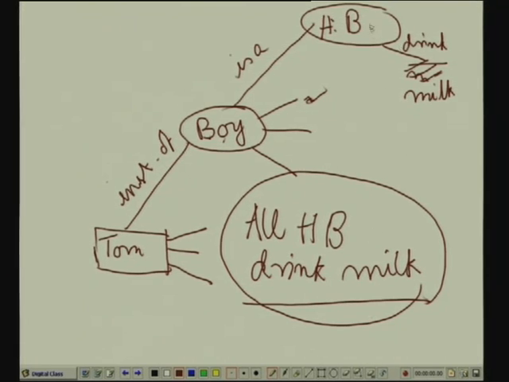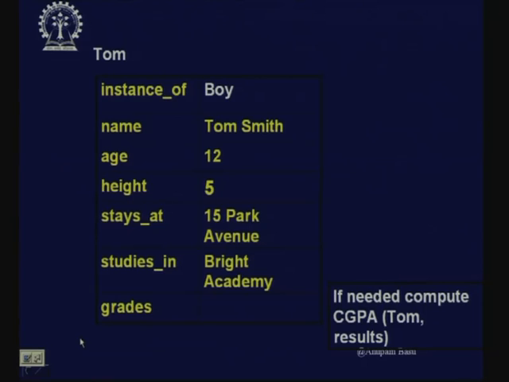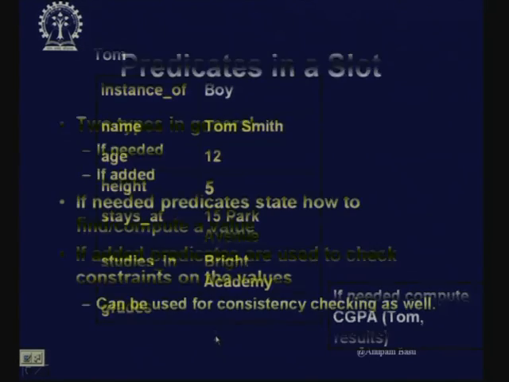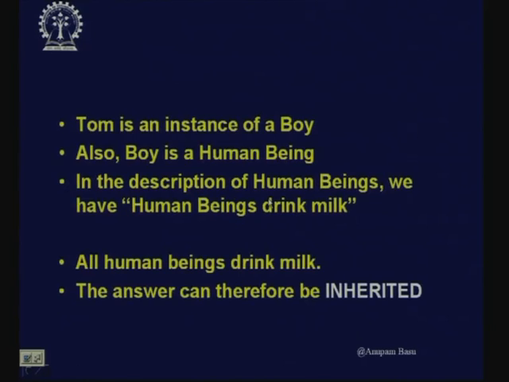Besides generic values, there is another very important type. Does Tom write with his right hand or left hand? Again, the answer is not in the description of Tom. Whatever we had described for Tom, it was not there through which hand he writes. So, what can we do? Suppose in the description of boy, we have another slot: writes with right hand.